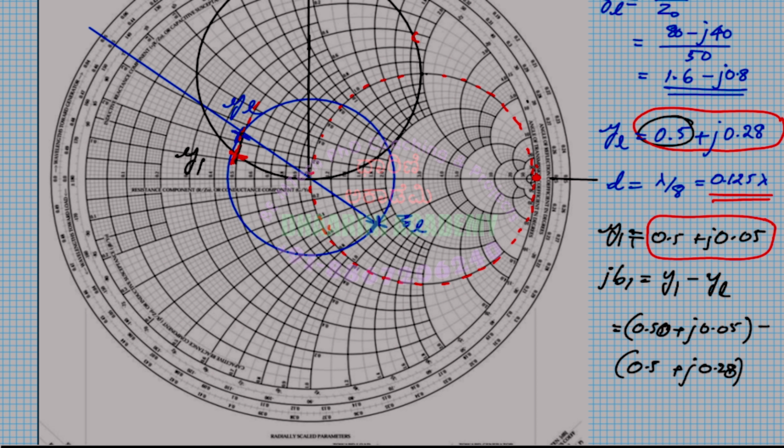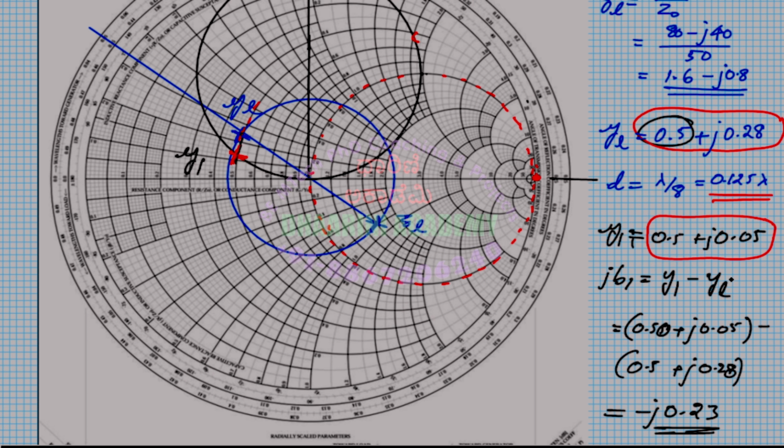So I have to 0.28. Yes. Okay, the same answer, right? So this is equal to minus j 0.23. Okay, so that is the susceptance of the first step, right? Directly we got that.